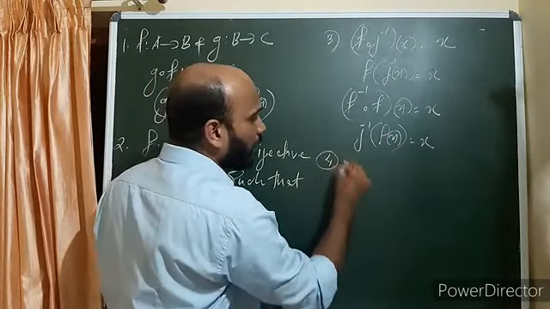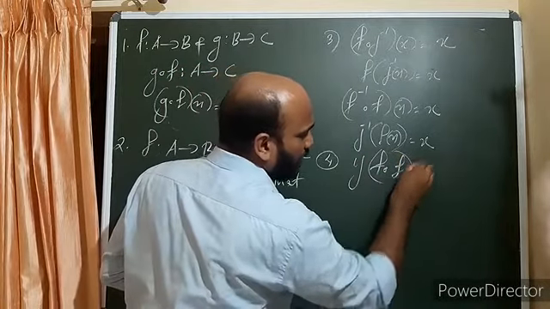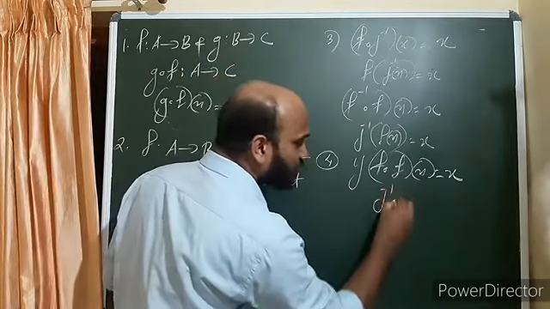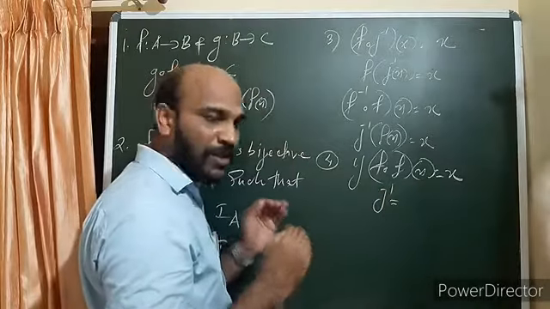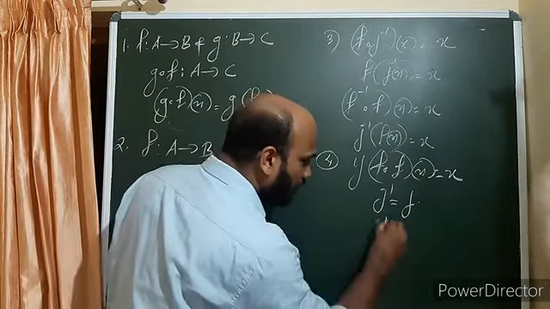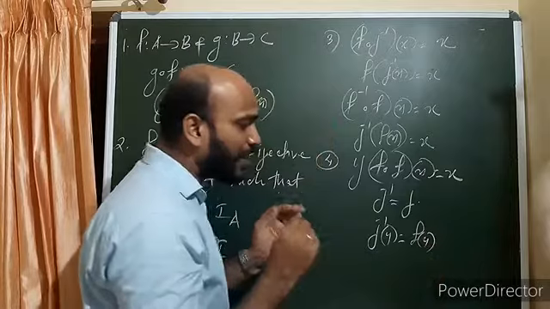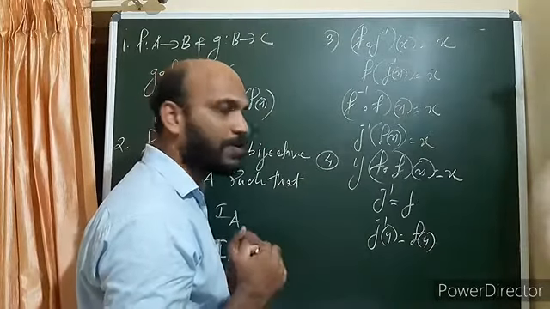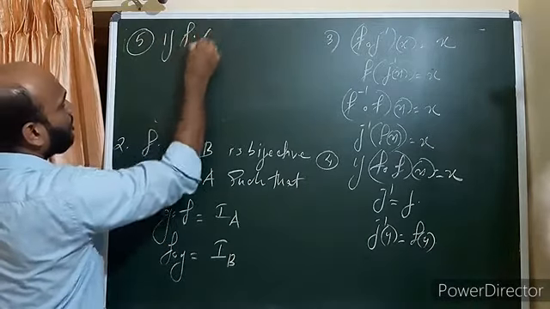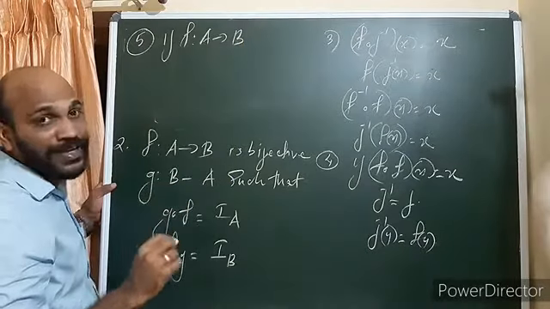Now the fourth one. If f(f(x)) equal to x, then what is f inverse? If f o f equal to the identity, then f inverse will be equal to f. That means f inverse of y will be equal to f(y), or f inverse of x equal to f(x). Okay.